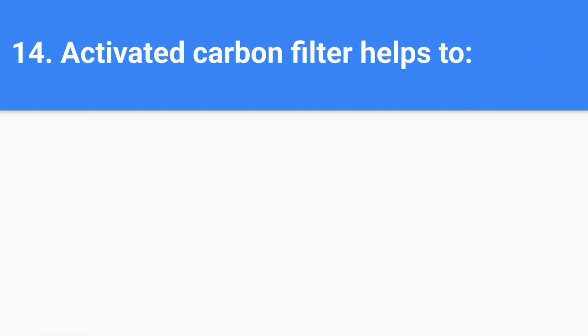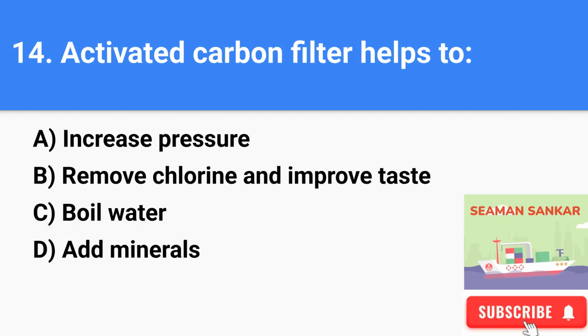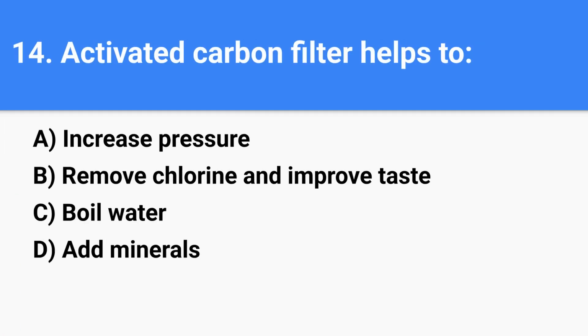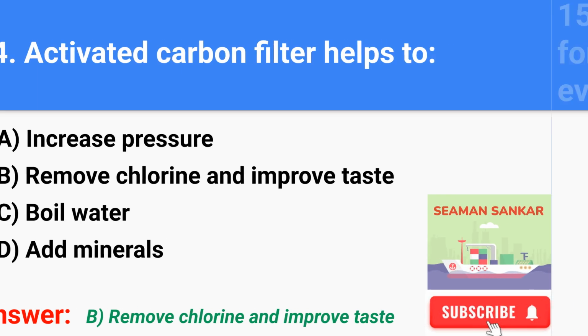Question 14. Activated carbon filter helps to A. Increase pressure, B. Remove chlorine and improve taste, C. Boil water, or D. Add minerals. The correct function of the activated carbon filter is B. Remove chlorine and improve taste of the water.